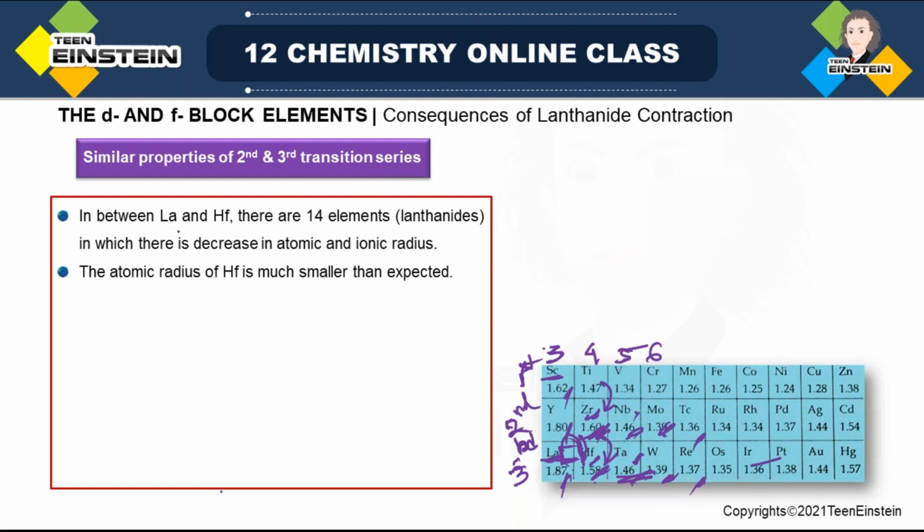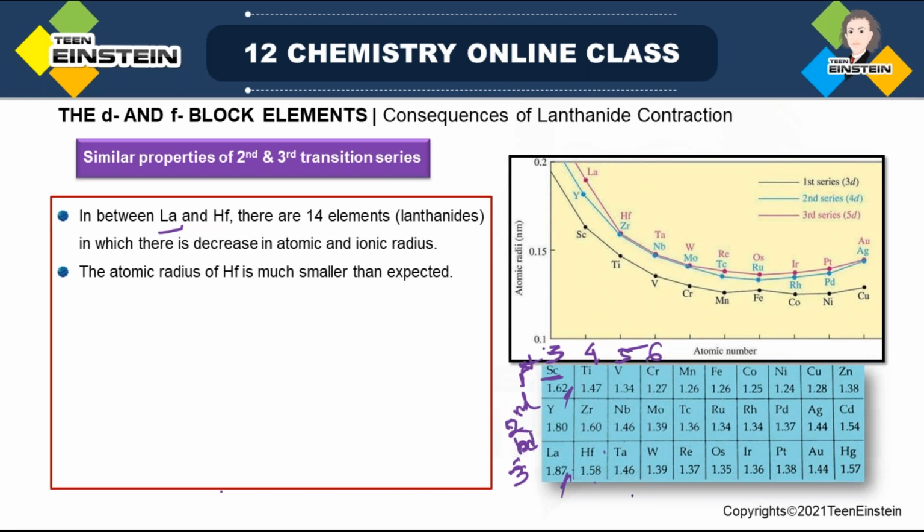So between La and Hf, we know there are 14 elements and all these are lanthanides. We have already seen in the last slide that there is a decrease in both atomic radius as well as ionic radius. Now here hafnium, which is after zirconium, has a value much smaller than expected, right?